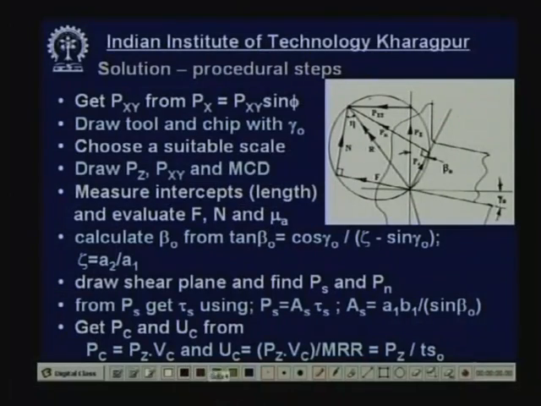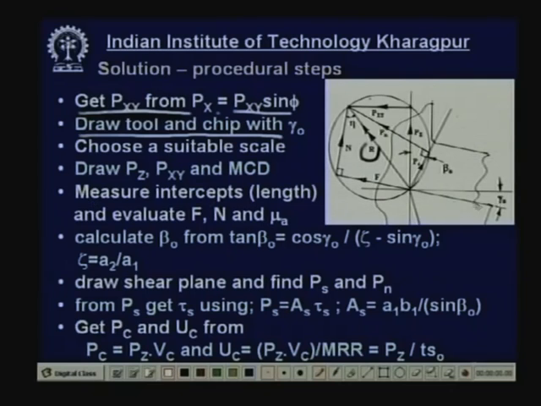Now, let us go back to the previous. So, we get this resultant R. Now, take this R as diameter and draw the circle, the merchant circle. Here what you have done: get Pxy from Px or Py as Pxy sin phi, draw the tool and chip like this with the gamma O, draw Pz and Pxy that I have already described. Now, you draw this circle taking R as the diameter. Now the circle is ready. Now, you determine the forces one by one.